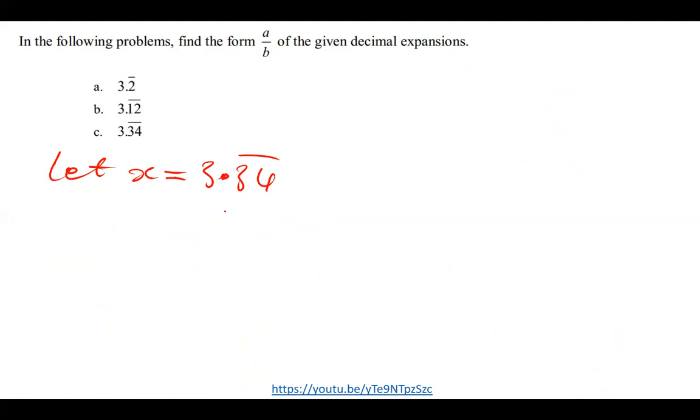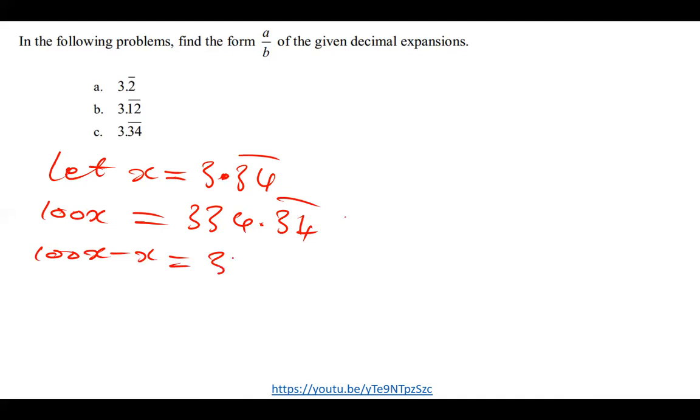So this point will move 2 times, which means we're going to multiply by 100. 100 times x gives us 100x, which is equal to 3.34 repeating times 100. This will be 334.34 repeating. So we'll do the subtraction: 100x minus x is equal to 334.34 repeating minus 3.34 repeating. So 100x minus x, we get 99x.